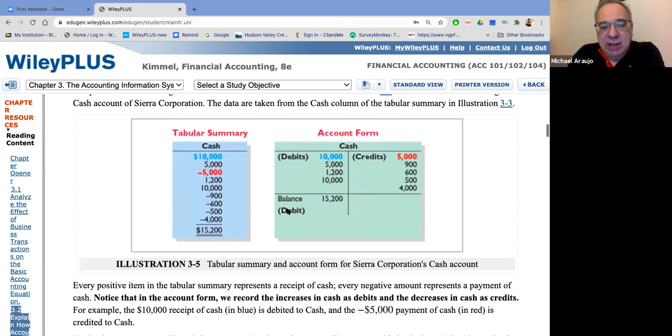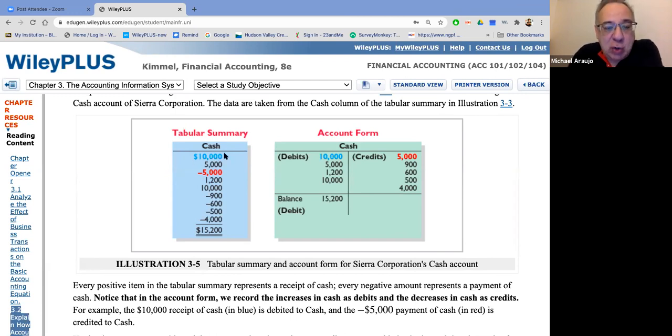Now, a little bit down, this is on page 101, kind of in the middle, what you'll see is everything that we reviewed from Learning Objective 1, which was those 11 different events for Sierra Corporation. Many of those events affected cash. Cash is a very active account, you would imagine. Cash is the most active account in a business. And so the very first transaction, as you might recall, was stockholders put $10,000 of cash into the company for $10,000 of common stock. You might remember that.